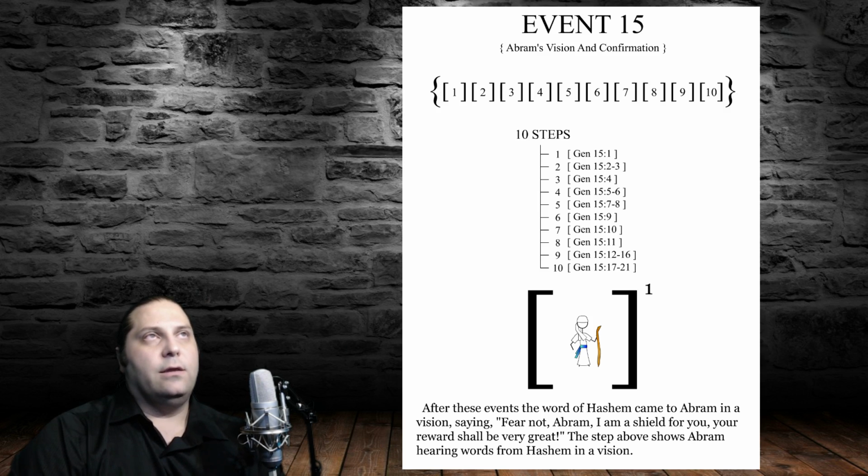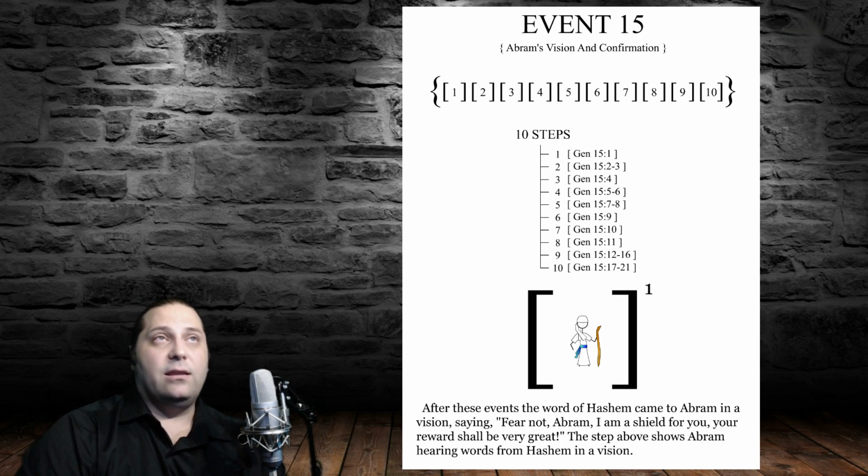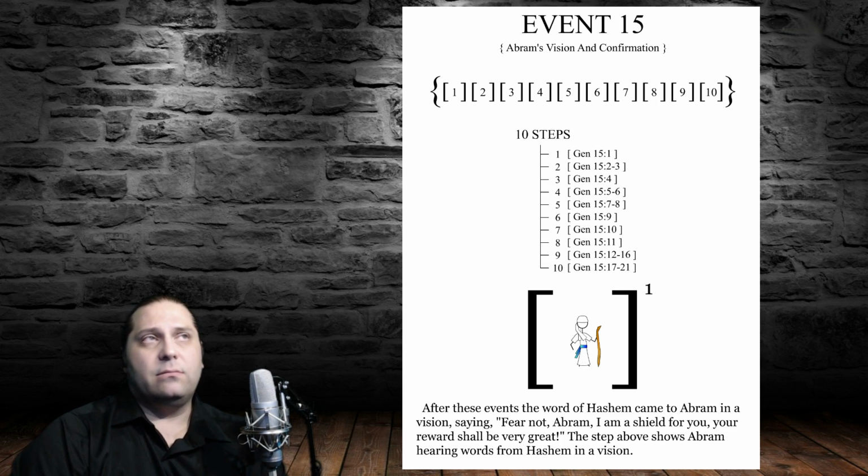Event 15, Abram's vision and confirmation. We can see this event is made up of 10 steps. Step 1 is found in Genesis 15 verse 1. Step 2 is found in Genesis 15 verses 2 and 3. Step 3 is found in Genesis 15 verse 4. Step 4 is found in Genesis 15 verses 5 and 6.